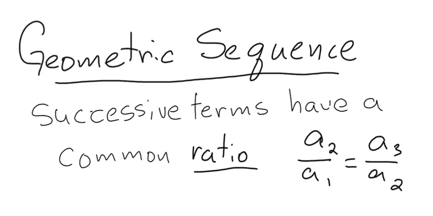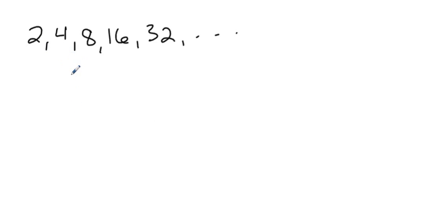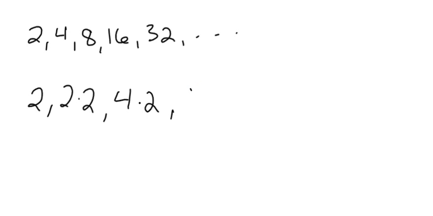Now let's look back at that previous sequence. Let's try and come up with a recursive formula to help us come up with the next term. Well, it looks like we're starting with 2, and then for the next term, we take the previous term times 2. Then the previous term times 2. Previous term times 2. And so on and so forth.